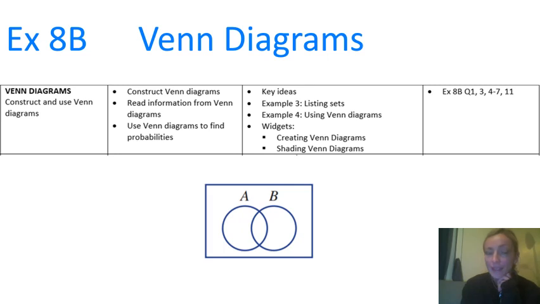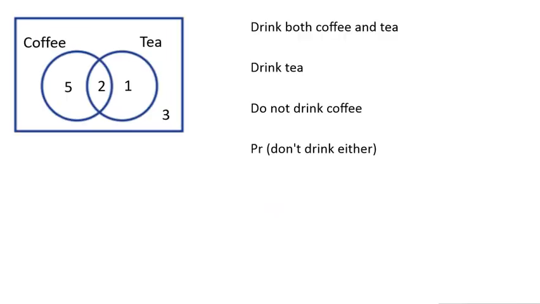Hi class, today's lesson is exercise 8b, Venn diagrams. You don't need to copy this out, but I just wanted to remind you what a Venn diagram is. So if you look at these questions here, it says how many people drink both coffee and tea? Coffee and tea is this overlap section here, so there's two people that drink both.